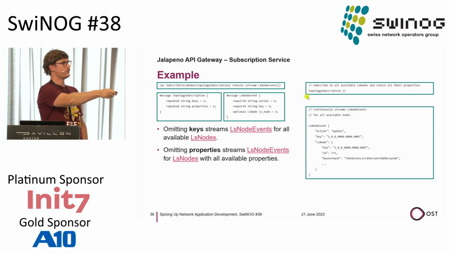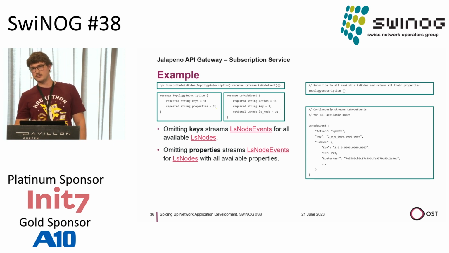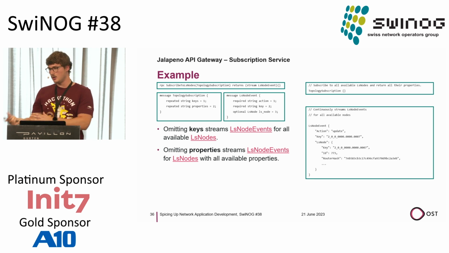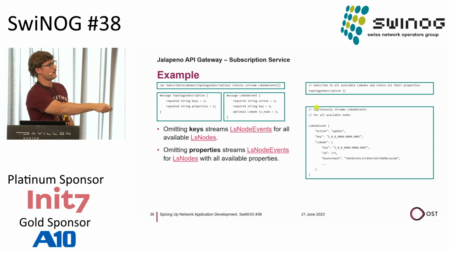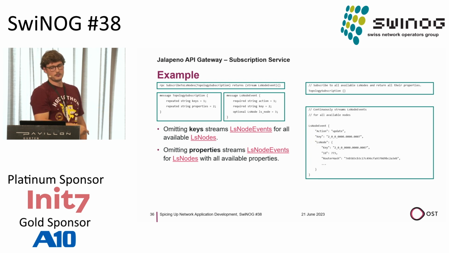Again, we have a topology subscription. In this case, it's empty, so this means we want to subscribe to all available LS nodes and return all properties of them. And so after the stream was opened, at some point we got an update. So in this case, one router got updated and all the properties of the LS node were returned.